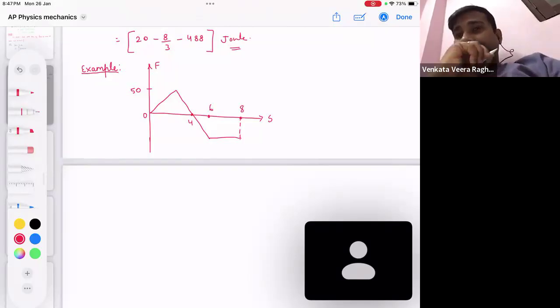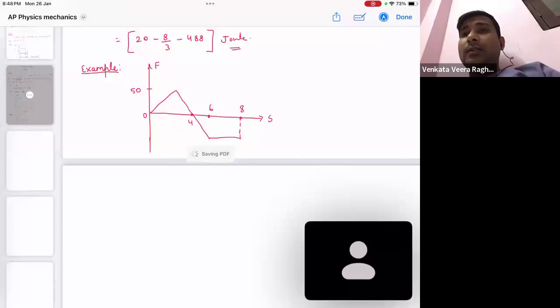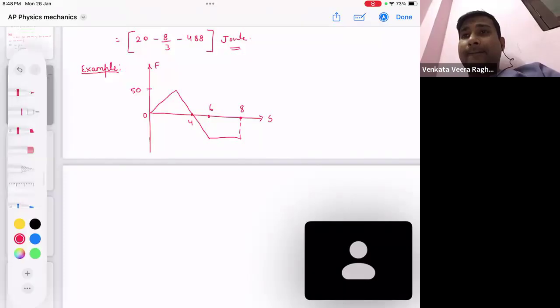Not 8. Let's take some other value so that we can calculate that one. Let's take this value as 7. Okay, this value is how much? You can calculate using the similar triangle, isn't it? So this is given to us as 2. The 2 to 4, and this is 50. The 4 to 6, that is also minus 50 given to us.